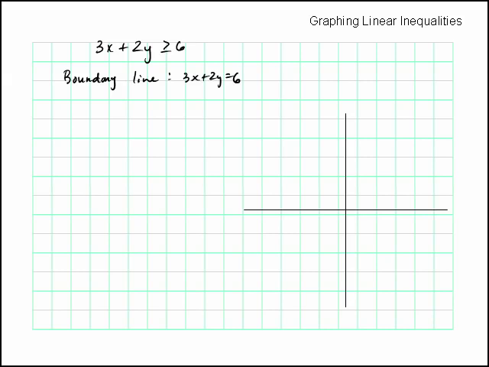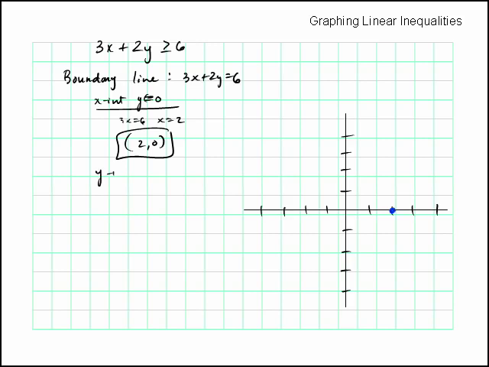Now we already know how to graph lines. I'll use the intercept method. The x-intercept: if I plug in a 0 for x and solve for y... I'm sorry, plug in a 0 for y. Guess I should write out the work here. Plug in 0 for y and I get 3x equals 6, x equals 2. So we got (2, 0) as the x-intercept. Let me graph that. Two, 0, x-intercept.